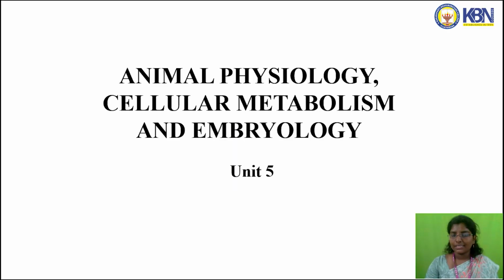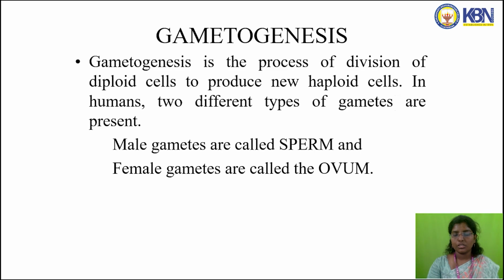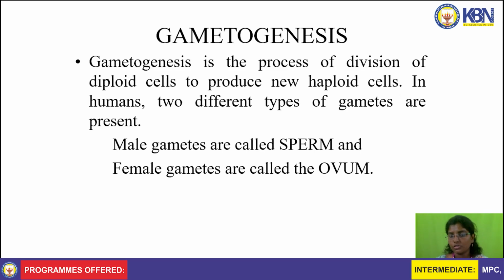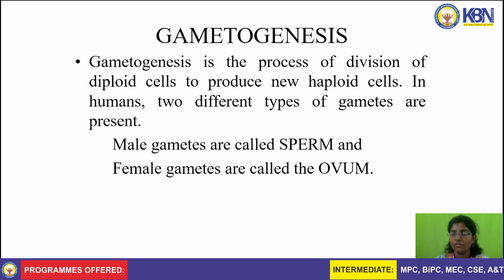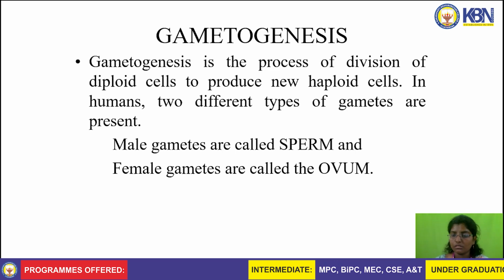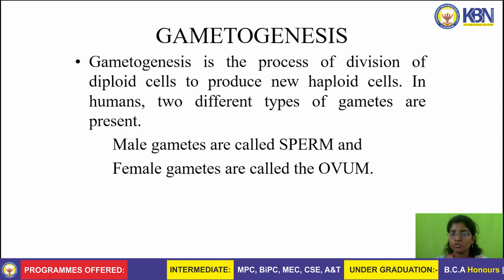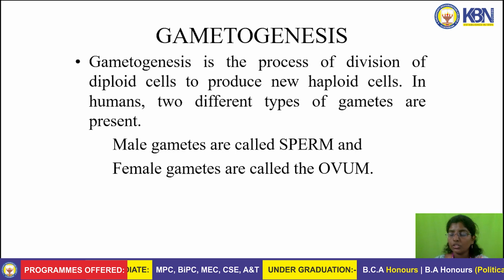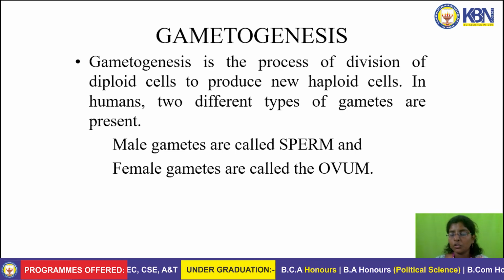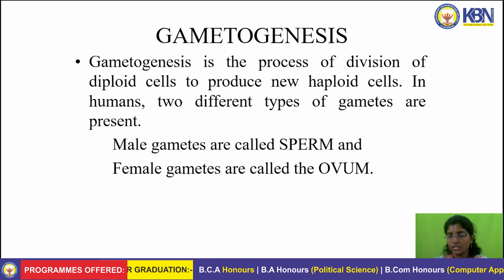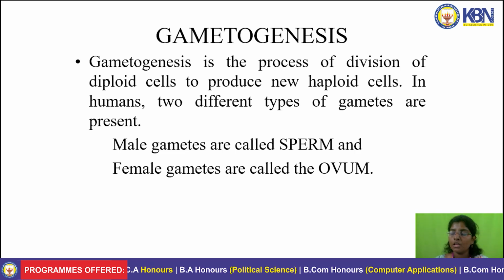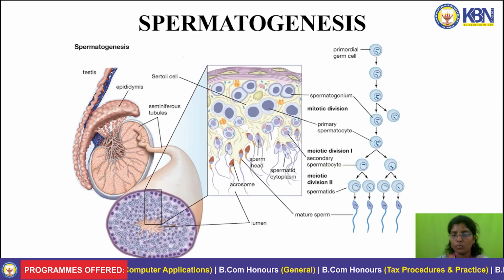Good morning, second years. Today we are going to learn about Unit 5, embryology. In embryology, the first topic is gametogenesis. We all know that gametogenesis is the process of division of the diploid cells to produce new haploid cells. In humans, there are two types of gametes: male gametes and female gametes. Male gametes are called sperms and the female gametes are called ovum.